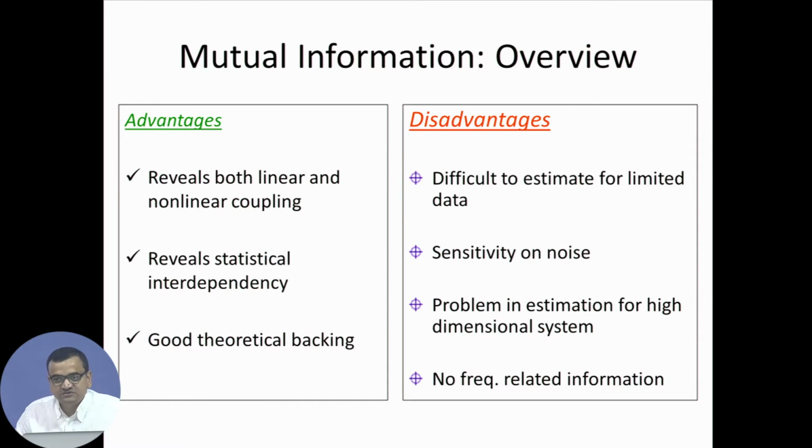Disadvantages, primary disadvantages. Despite being very powerful, theoretically powerful, I would not say statistically very powerful, it's difficult to estimate for limited data. And for time or task related brain changes, where often the data are short, noisy, single trial level, mutual information estimation is notorious.